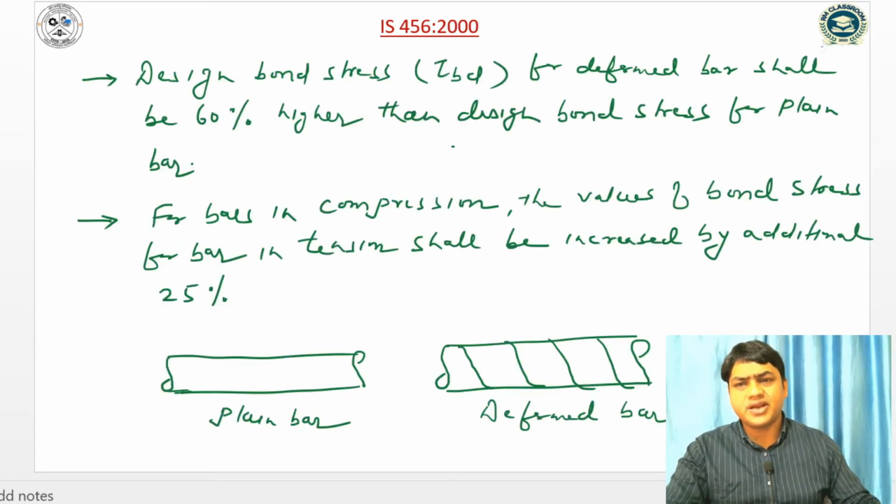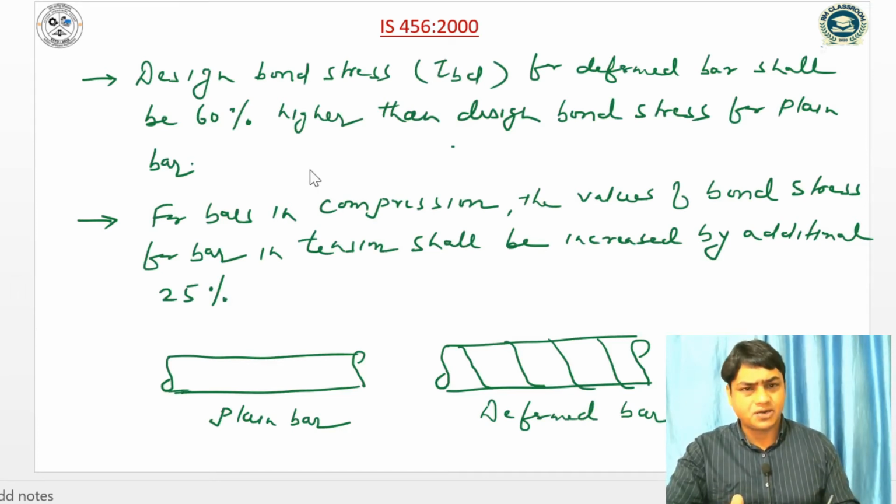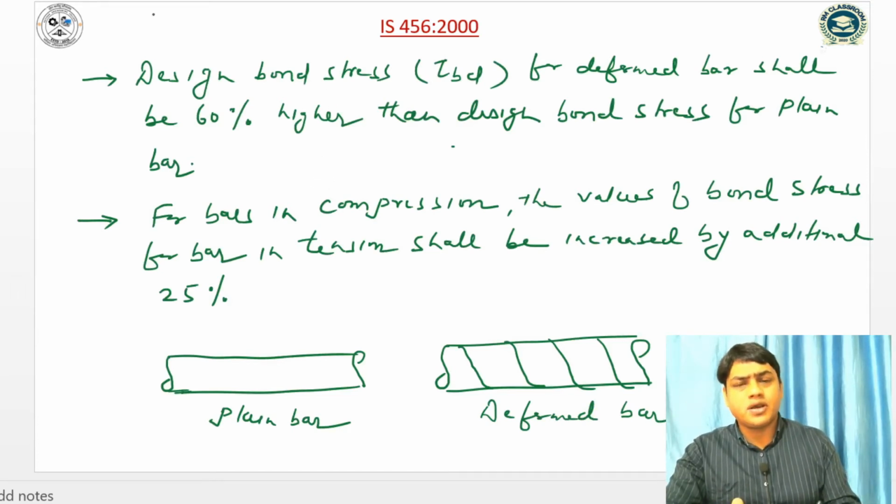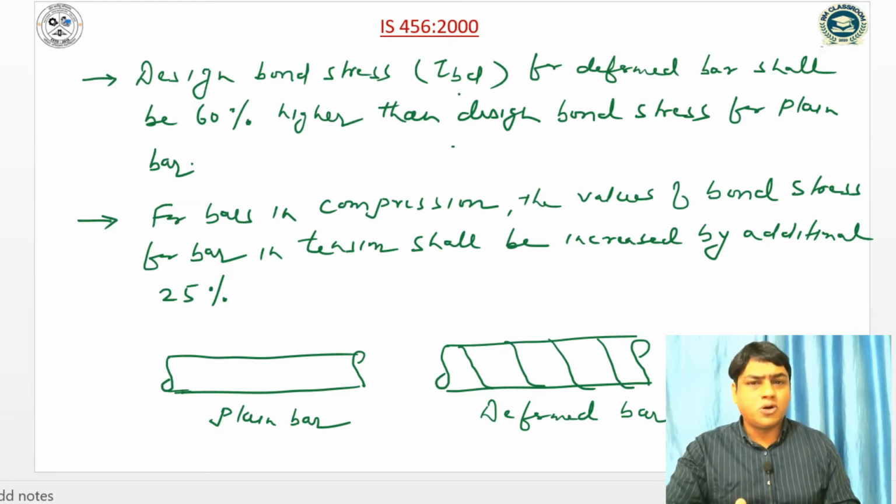The code suggests that the design bond stress for deformed bar shall be 60% higher than the design bond stress for plain bar. So for deformed bar, we have to increase the value of bond shear stress by 60%, and when the bar is in compression, the value of bond stress for bar in tension shall be increased by an additional 25%.